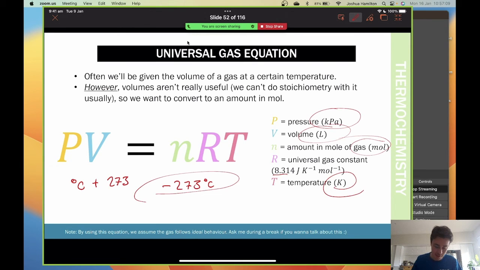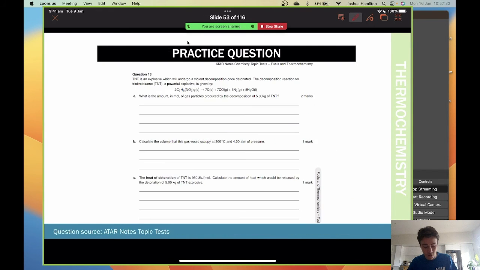So kelvins has 0 as the lowest possible temperature we can get to. It doesn't have negatives. There's no negative kelvins. You only get to 0, and then from there you add on. So that's why kelvins is the thing. It's used a lot in chemistry because in chemistry we work at really low temperatures. So it's better to work at 100 kelvin than negative 173 degrees. So make sure you use the correct units.